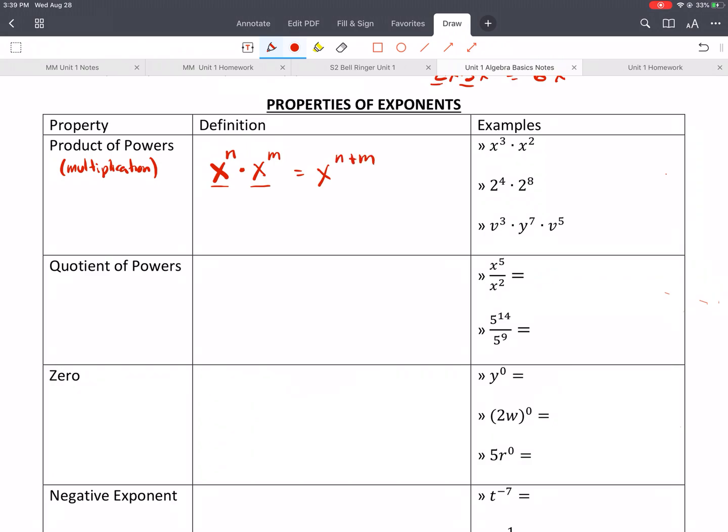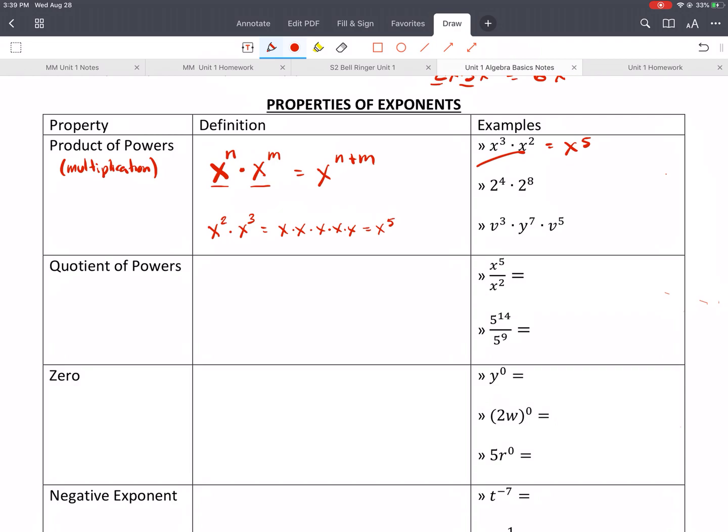Okay, and you can kind of look at an example here. If we had x squared times x to the third, well, x squared would be x times x, and then x to the third would be x times x times x, which would give us x to the fifth. Okay, which is, I guess, this example right here. So that would be x to the fifth.